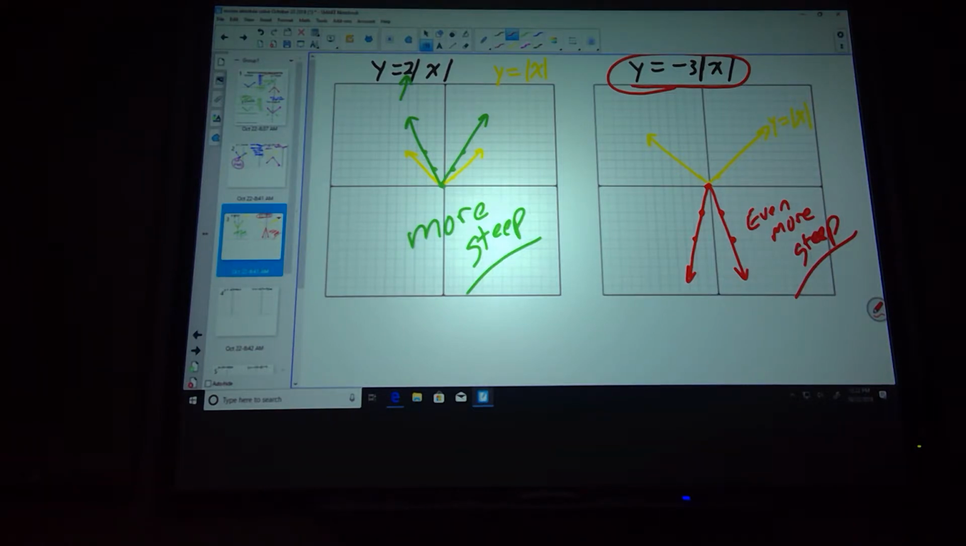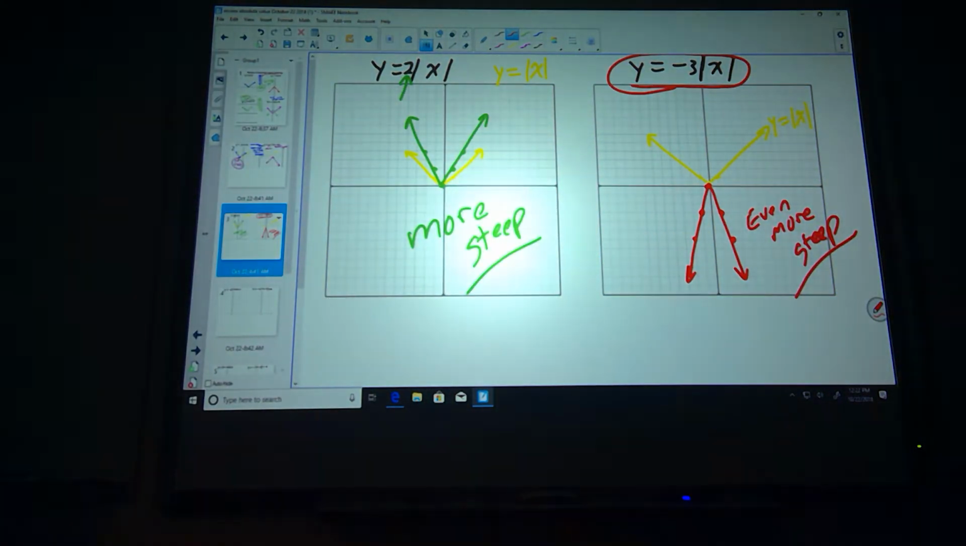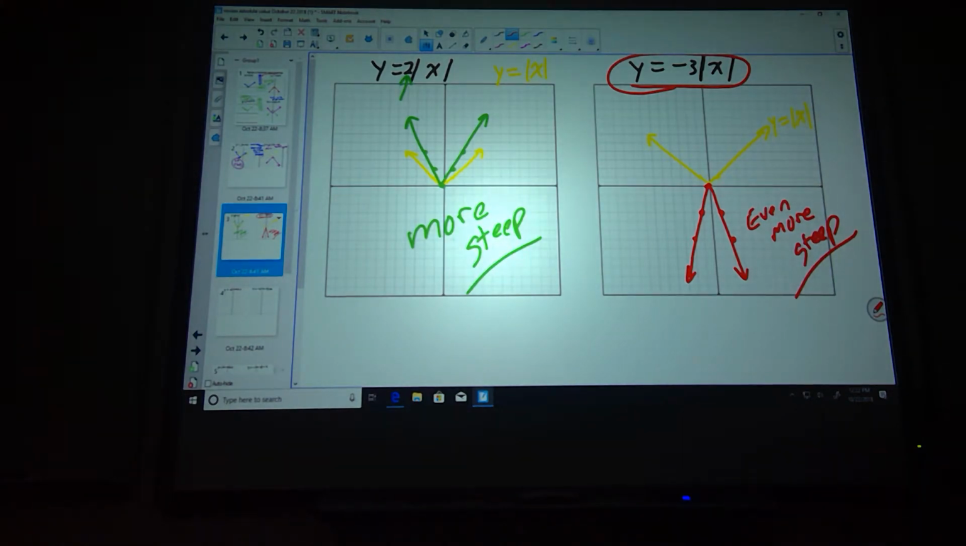Is that language we can be okay with? Okay, so let's see. We've added something to the outside, and that shifts it up or down. We've combined something inside of the absolute value, which shifts it left or right, and it goes opposite of what you think. We've done a negative out front, which makes it go upside down. We've done a number out front, which makes it skinnier or fatter.